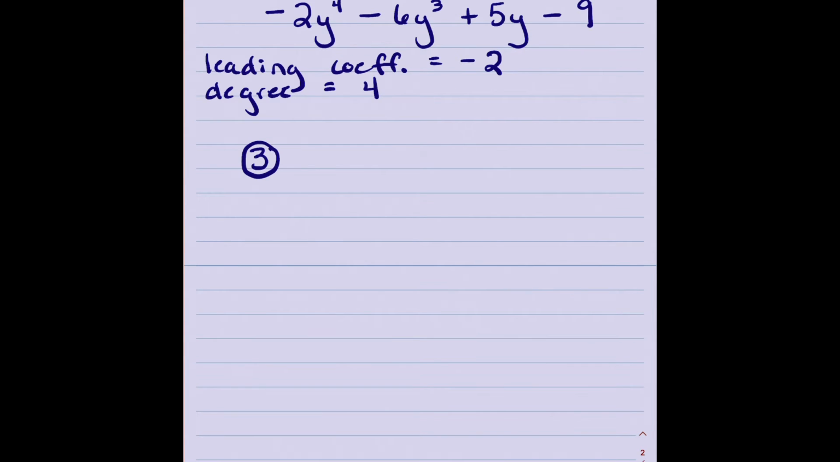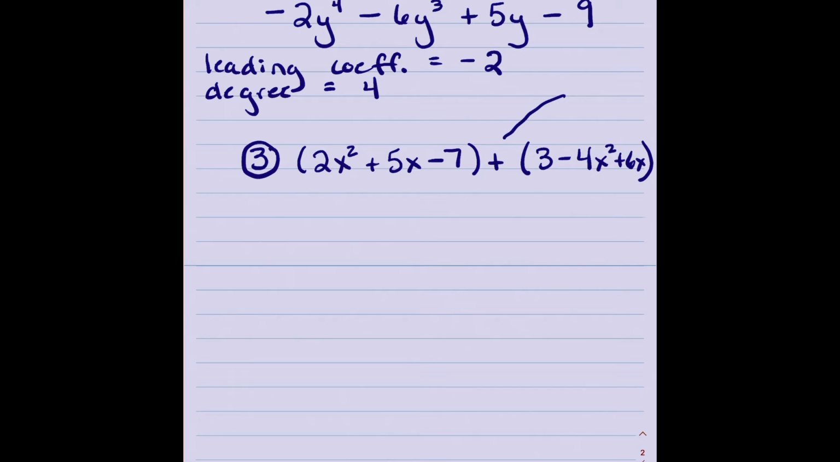Example 3 wants us to add some polynomials together. So we're going to find the sum. We have 2x squared plus 5x minus 7 plus 3 minus 4x squared plus 6x. So the parentheses in this case do not mean multiplication. Notice that there's adding in between these parentheses. And so all we're going to do is add the things that match each other. Watch out for the signs that are in front of the numbers.